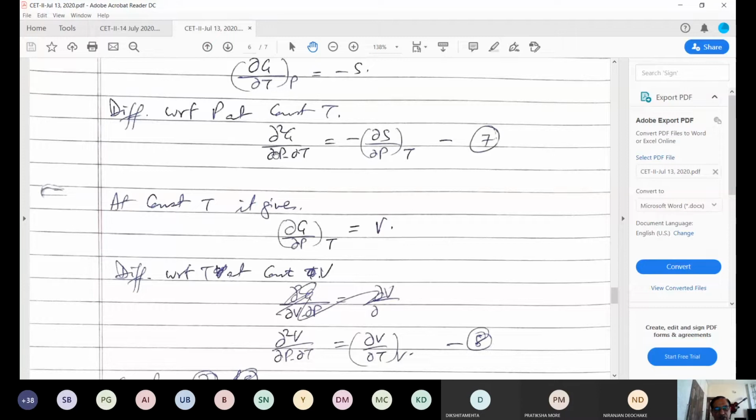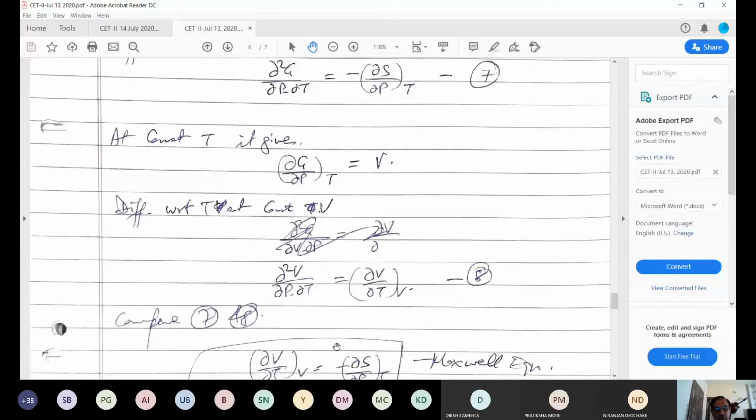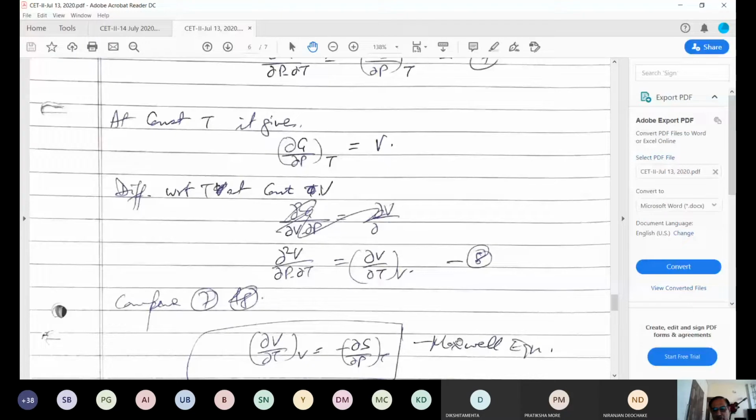So if you compare this equation 7 and 8, considering this as G, the left hand side is the same, so the right hand side has to be equal. So what we get is delta V by delta T at constant volume is equal to minus delta S by delta P at constant temperature. This is the fourth form of Maxwell equation.